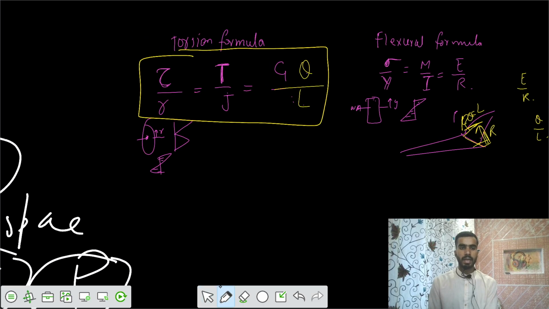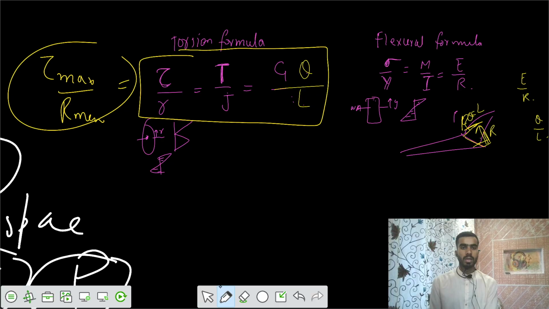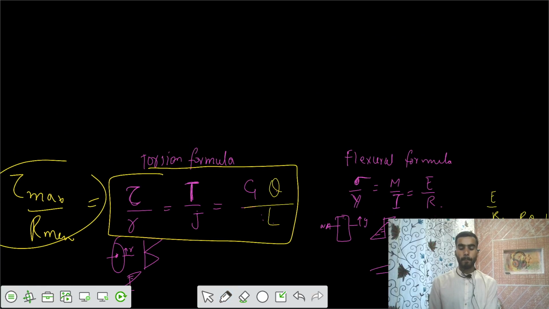That you can also write as tau max by r max equals this one. So we got this equation. Finally, we got this equation now.